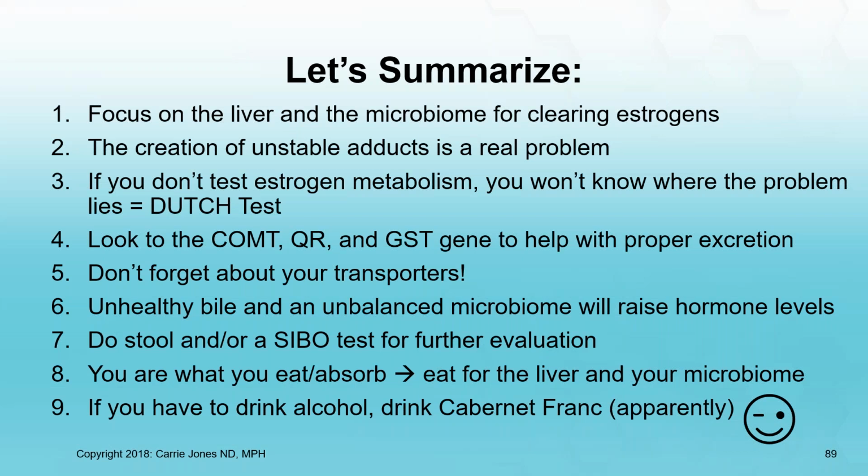So we know phase 1 and phase 2 happen in the liver. Phase 3, when it comes to glucuronidation, beta-glucuronidase happens in the stool. So it's different areas, but all affect estrogen clearance. When it comes to the liver, the creation of unstable adducts is actually the real problem.